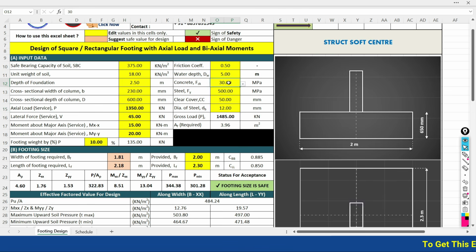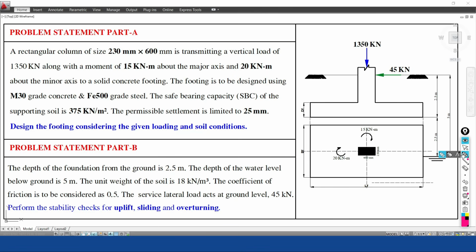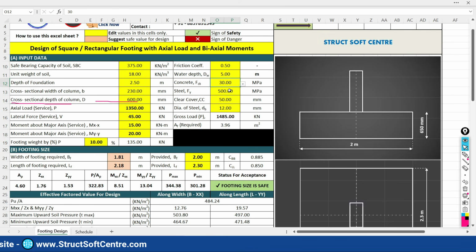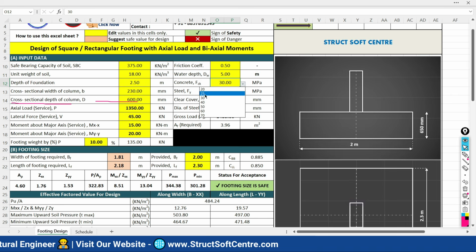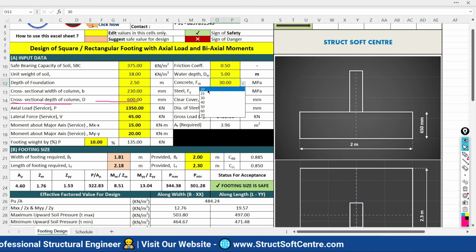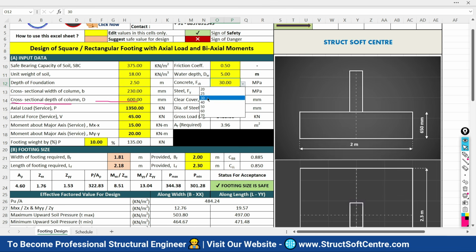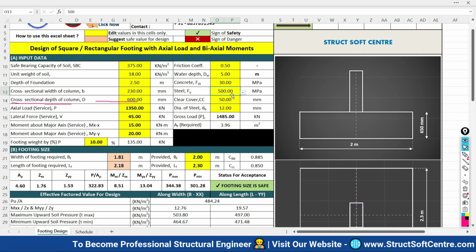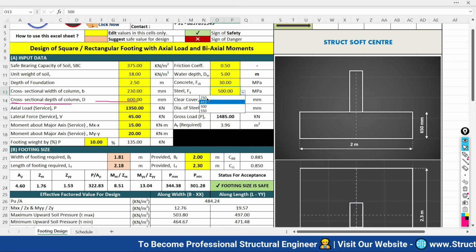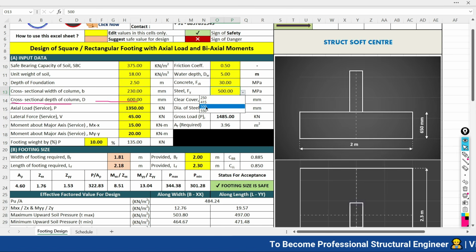Thereafter, what grade of concrete do you have to use for the design of this foundation? We have to use M30 grade of concrete and Fe500 grade of steel. So I would like to define those things in this spreadsheet. For fck, the grade of concrete, whatever grade you would like to use, you can choose from here. So M30 grade of concrete, and a drop down list is there for choosing the grade of steel. Our grade of steel is Fe500, so I am going to choose Fe500.